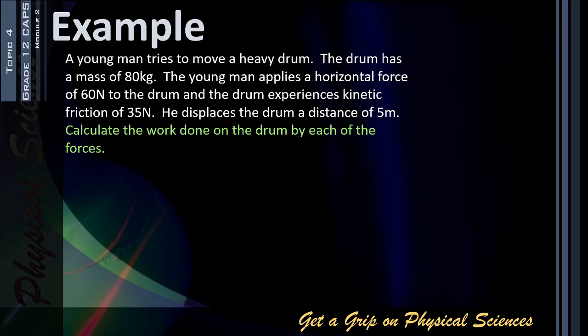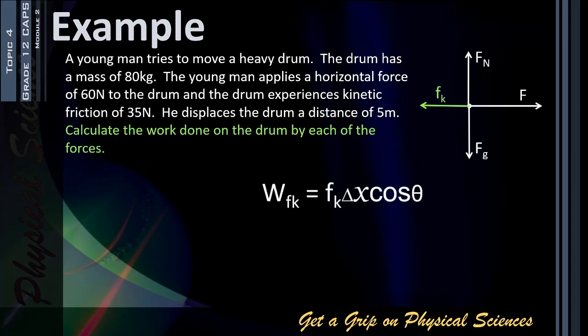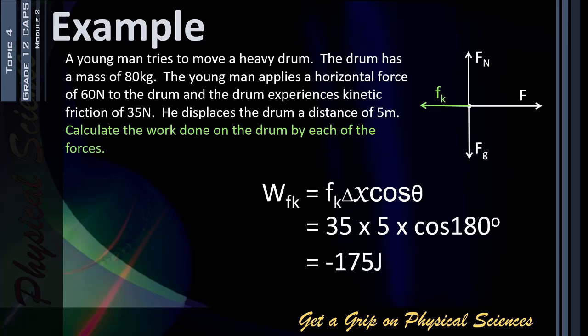and that gives us work done by the applied force of 300 joule. The direction of kinetic friction is always opposite to the direction of the displacement, and therefore when we calculate the work done by kinetic friction, it will be 35 Newton for the kinetic friction multiplied by a displacement of 5 multiplied by the cos of 180 degrees, because the angle between the displacement and the force is 180 degrees, and that gives us negative work of 175 joule.